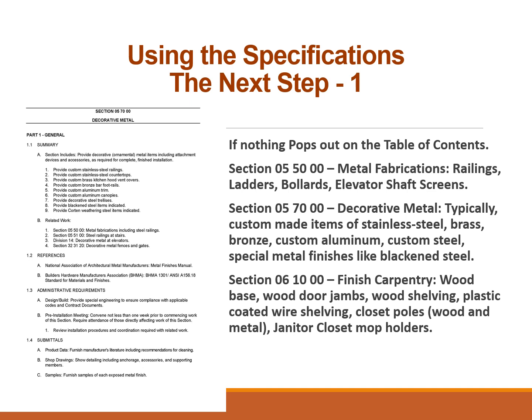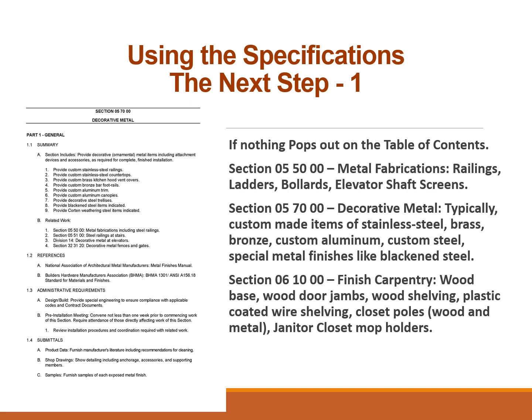Now you look at the next section, 061000, that's finished carpentry, and you notice the first thing it says is wood base and then wood door jambs. So wood door jambs are the framing for a wood door. So in that particular interior section, since we don't see any other framing sections that you might be looking for, you can tell that all the frames in this particular project are wood door frames. You'll notice it also includes wood shelving, but also plastic coated wire shelving, closet poles, both wood and metal, and janitor closet mop holders.